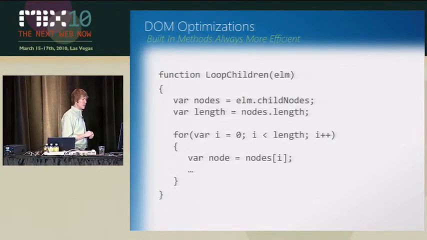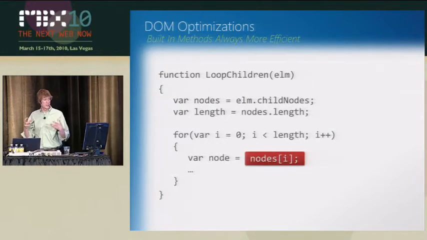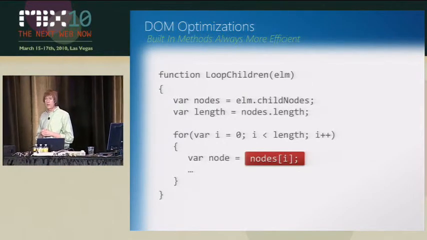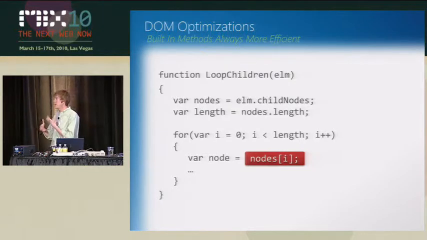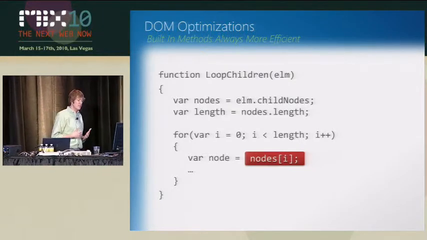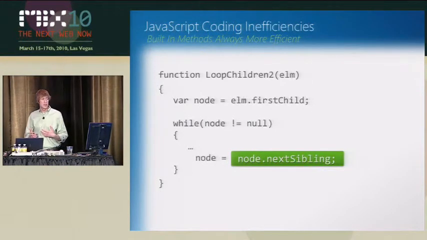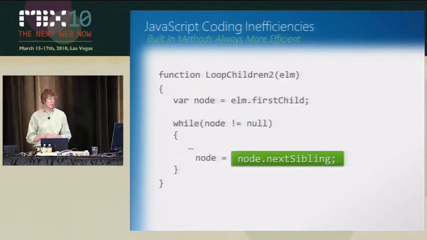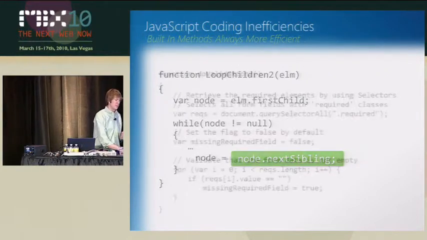In this case, I have the variable nodes, the nodes array, and I'm iterating through it. So I've gone up and I've gotten all the children of a particular node, and now I'm iterating through it myself. Instead of doing this, I could use a DOM API, such as next sibling, to iterate that collection. And in doing so, I minimize my calls to the DOM.